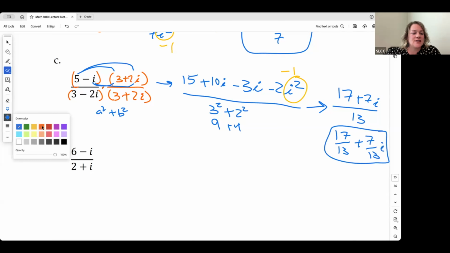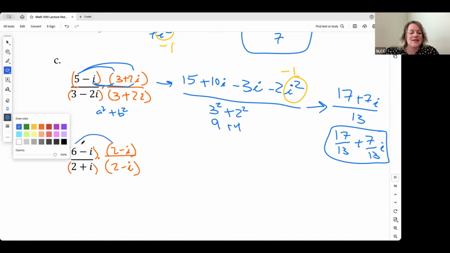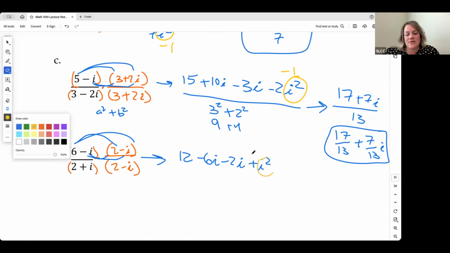Did you figure out the conjugate? So 2 minus i, and you multiply by 2 minus i divided by 2 minus i, because anything over itself is 1. And then you would distribute in the numerator and use our special pattern in the denominator. So I take the 6 through. 6 times 2 is 12, minus 6i, and then take the negative i through, so minus 2i, and then plus i squared. Once again, just remembering the i squared is -1, so this would become -1.